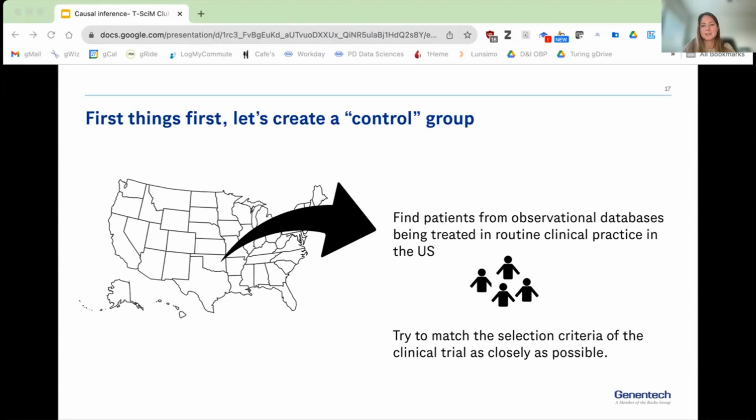So one way we can do this is by trying to match the selection criteria of the clinical trial as closely as possible, such as if patients need to be a certain age or have certain disease characteristics. So we can basically source a population of what we'll call a real-world control arm.